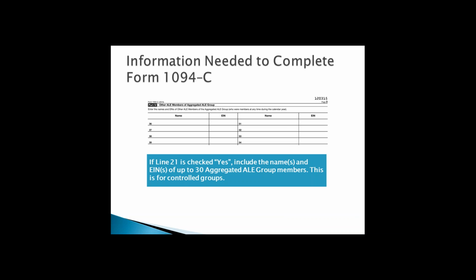So the last section of the 1094C is part 4, which is other applicable large employer members of the aggregated applicable large employer group. This is where you enter the names and employer identification numbers of other applicable large employer members of the aggregated group. This includes any type of controlled group an employer might be involved in.